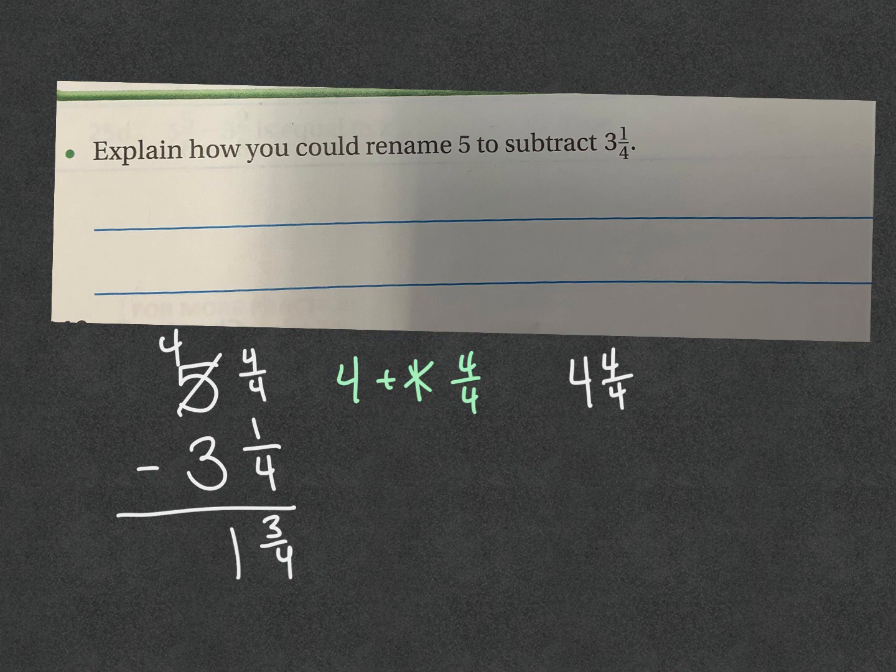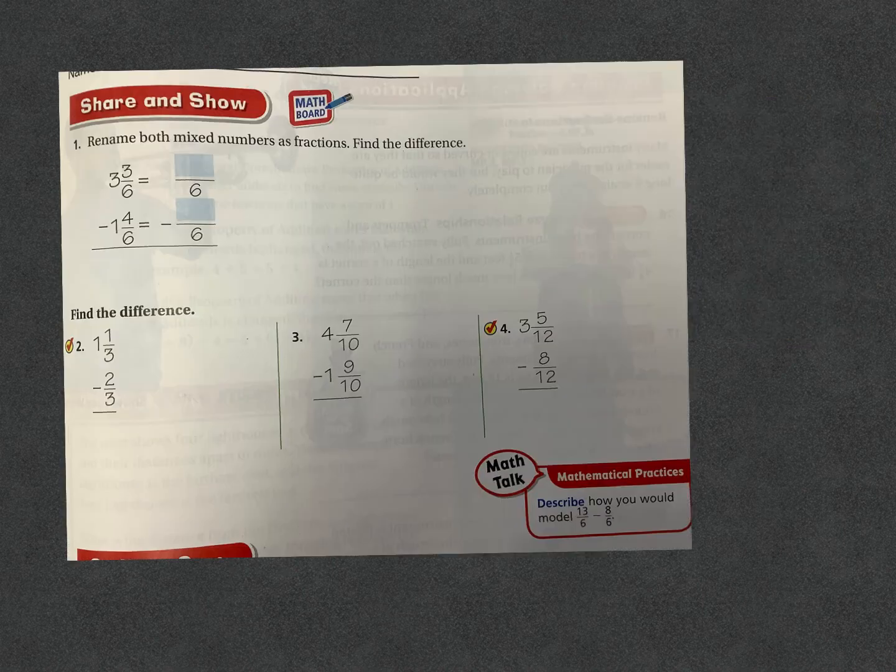So explain how you could rename 5 to subtract 3 1/4. I can change it to 4 4/4 because 4 plus that one more 4/4 is still 5. It's just that now I've cut one of those pizzas up. Okay, this is certainly going to take some practice. If you're feeling like, oh, this seems kind of hard, yeah, it is at first, but you'll get it definitely.